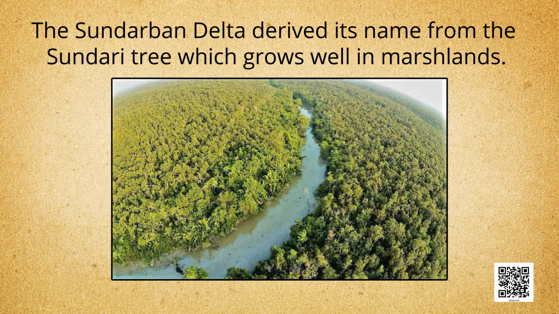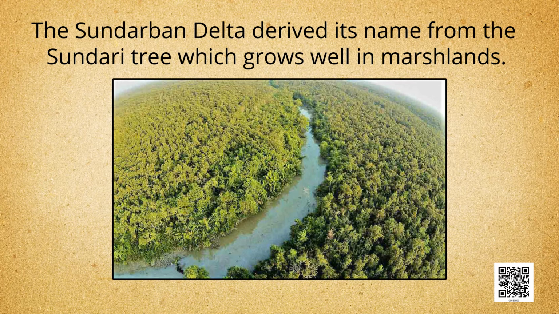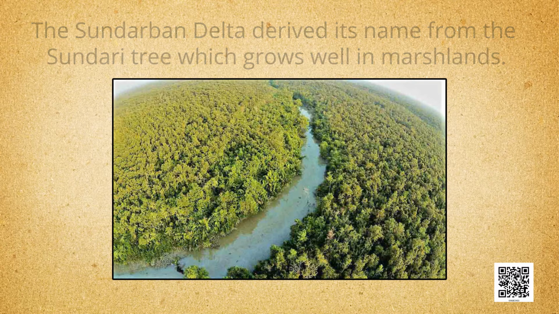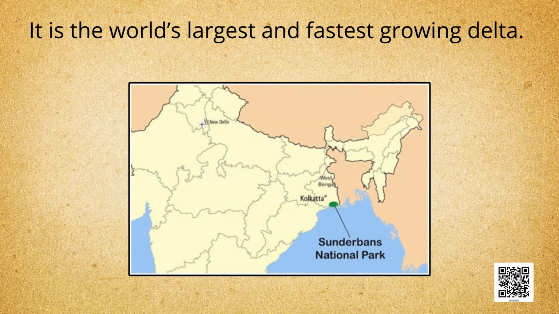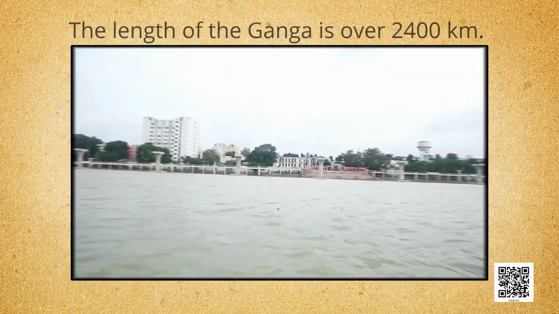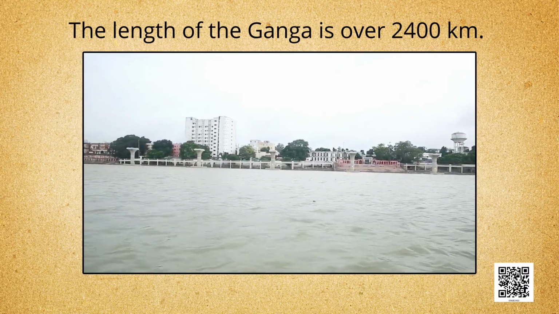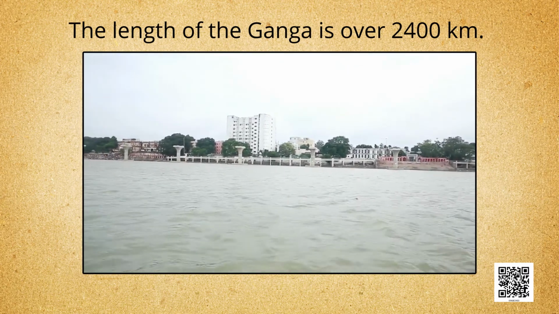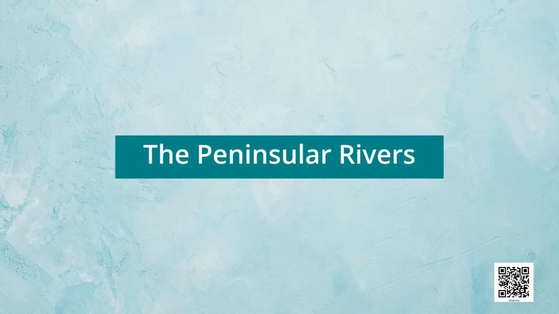Now I must tell you that the Sundarban Delta derived its name from the Sundari tree, which grows well in the marshlands. It is the world's largest and fastest growing delta. It is also the home of the Royal Bengal tiger. The length of the Ganga is over 2400 kilometers. Next in the list is the Brahmaputra river system.